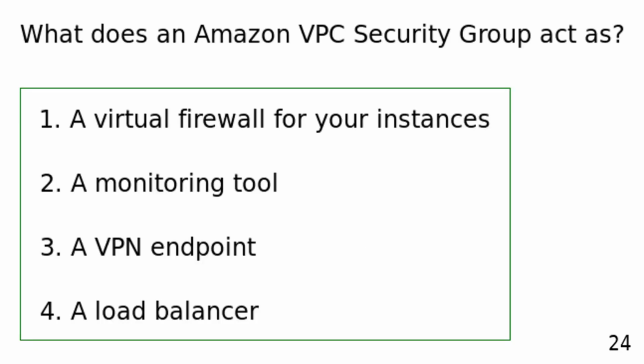What does an Amazon VPC security group act as? A virtual firewall for your instances. A monitoring tool. A VPN endpoint. A load balancer.